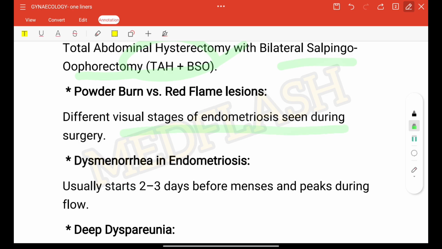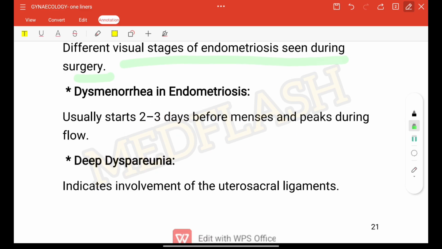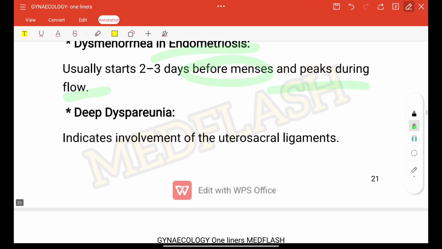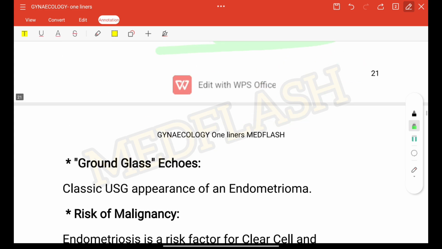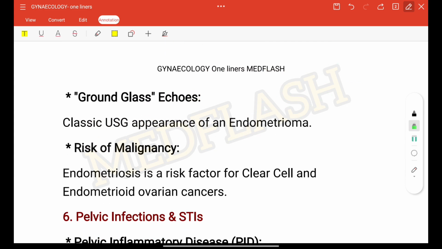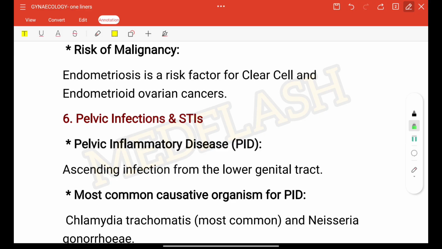Dysmenorrhea in endometriosis usually starts 2 to 3 days before menses and peaks during flow. Deep dyspareunia indicates involvement of the uterosacral ligaments. Ground glass echoes are the classic USG appearance of an endometrioma. Risk of malignancy: endometriosis is a risk factor for clear cell and endometrioid ovarian cancer.